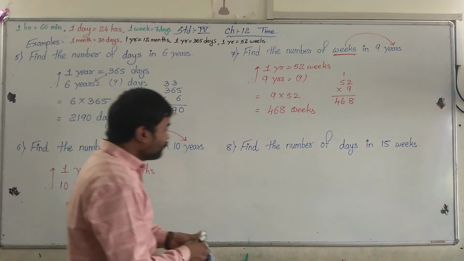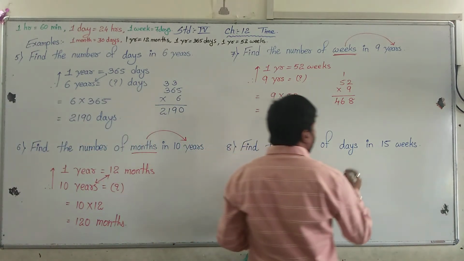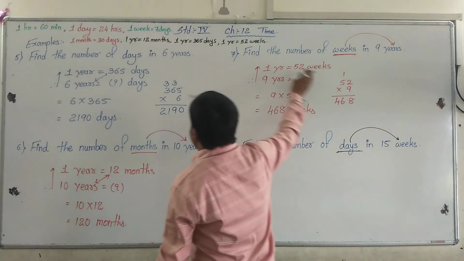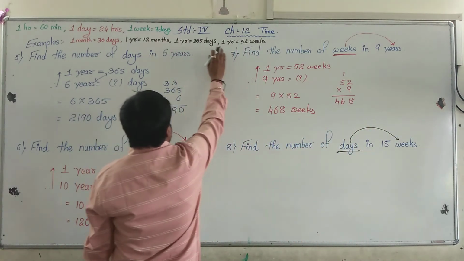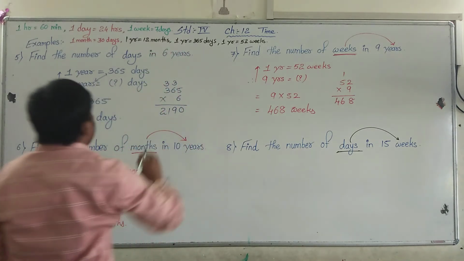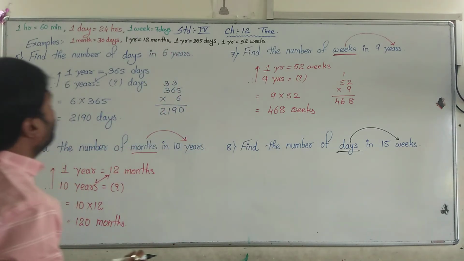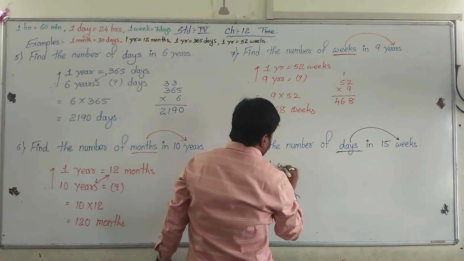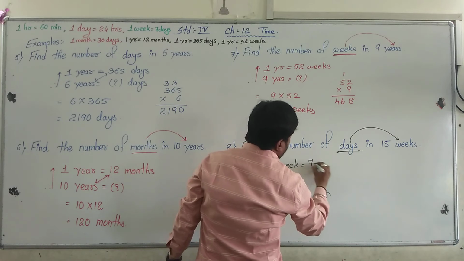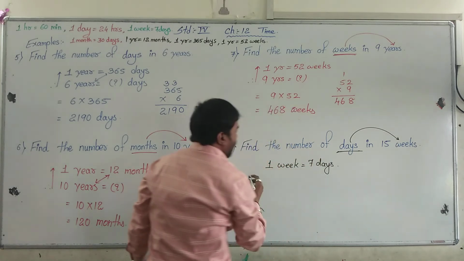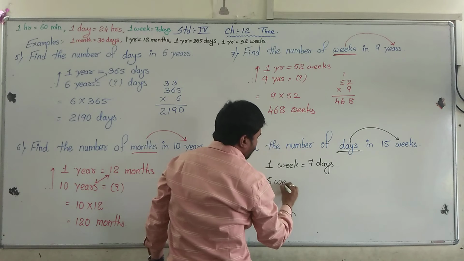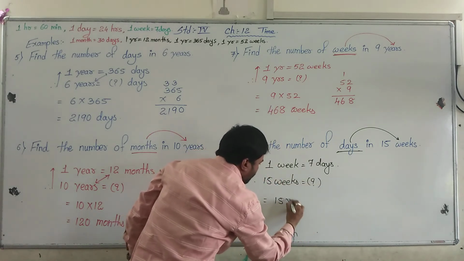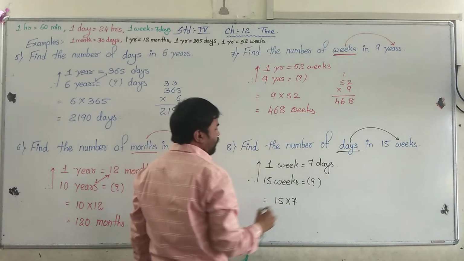Sure. Next, find the number of days in 15 weeks. So again you can see that conversion between days and weeks. So here 1 week is equal to 7 days. Therefore 15 weeks will be how much? So that is 15 multiplied by 7. You can see that number of weeks increases.